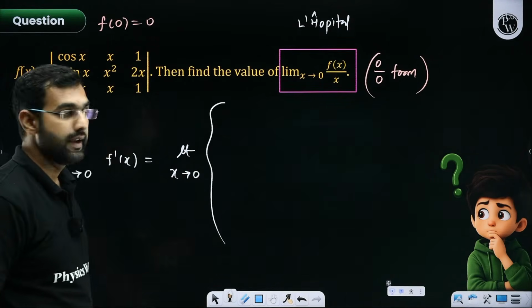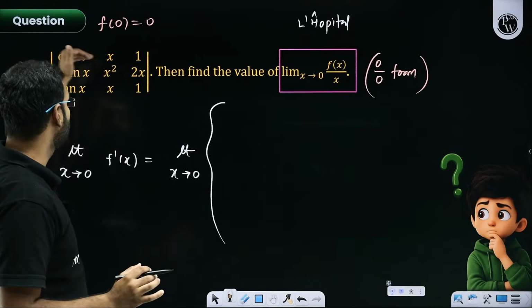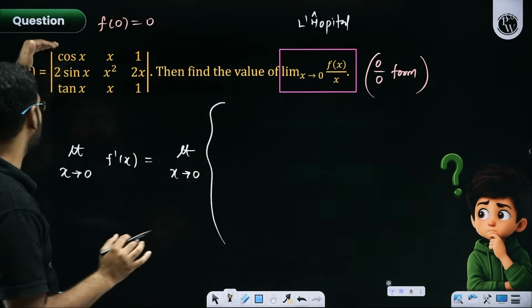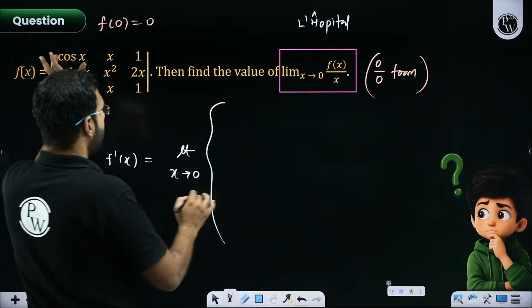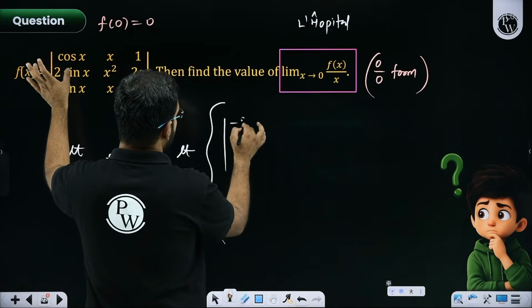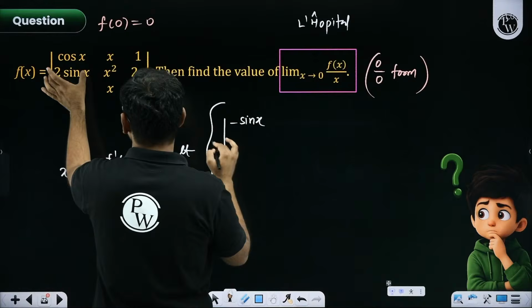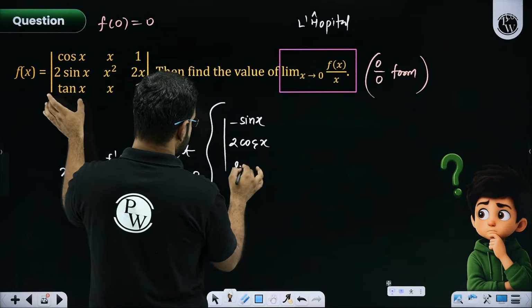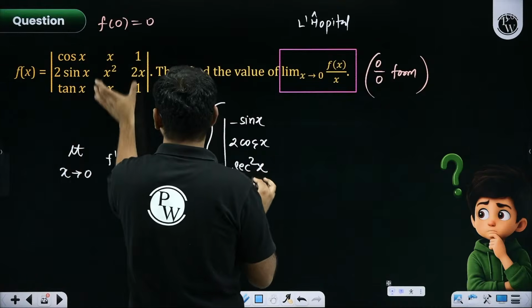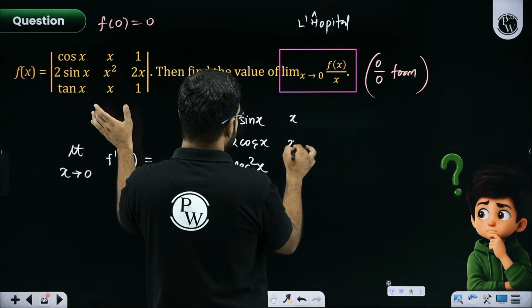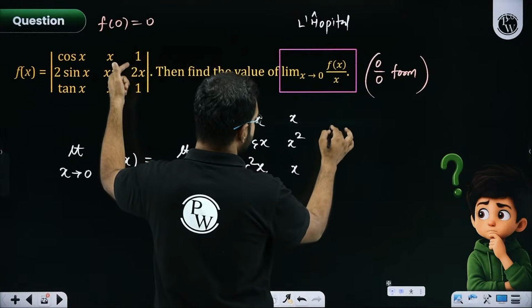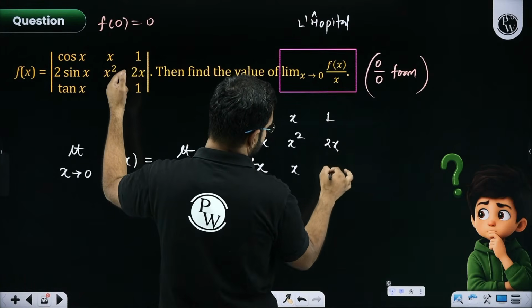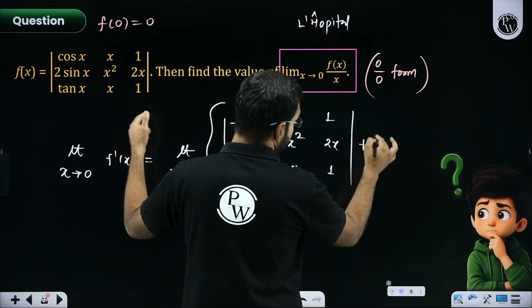What is this? I will be doing it column wise. Is that okay? So derivative of cos x is minus sin x. Derivative of 2 sin x is 2 cos x. Derivative of 10x is sec square x. Other two columns as it is: x, x square, x, and 1, 2x, 1 plus.